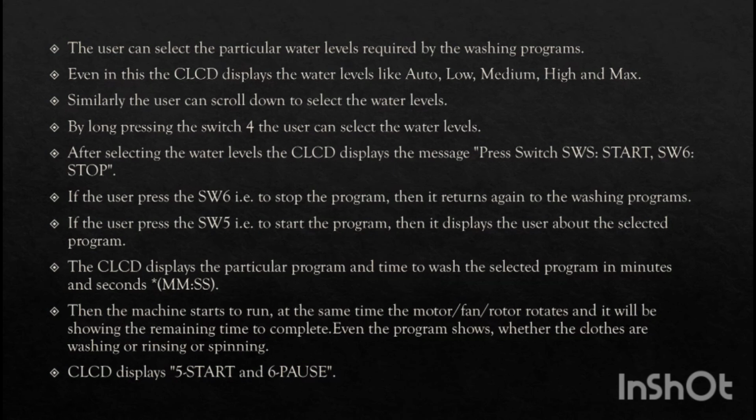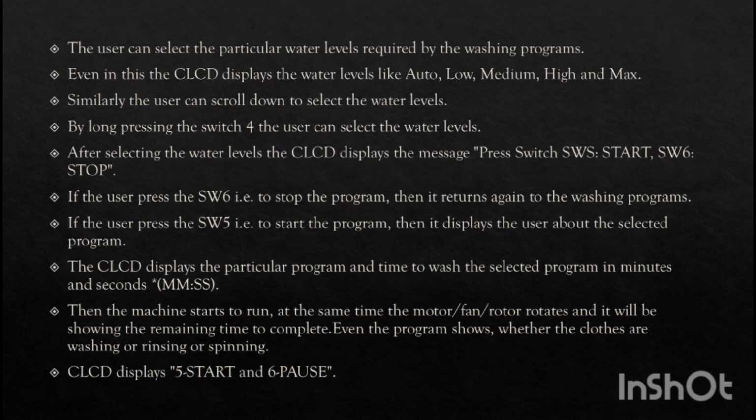After selecting the water level, the CLCD displays press switch 5 to start and switch 6 to stop. If the user presses switch 6, it returns again to the washing programs. If he presses switch 5 to start the program, then it displays the selected program. The CLCD displays the particular program and the time to wash in minutes and seconds. Then the machine starts to run. At the same time the motor, fan and rotor rotate, and it shows the remaining time to complete. The display also shows whether the clothes are washing, rinsing or spinning.